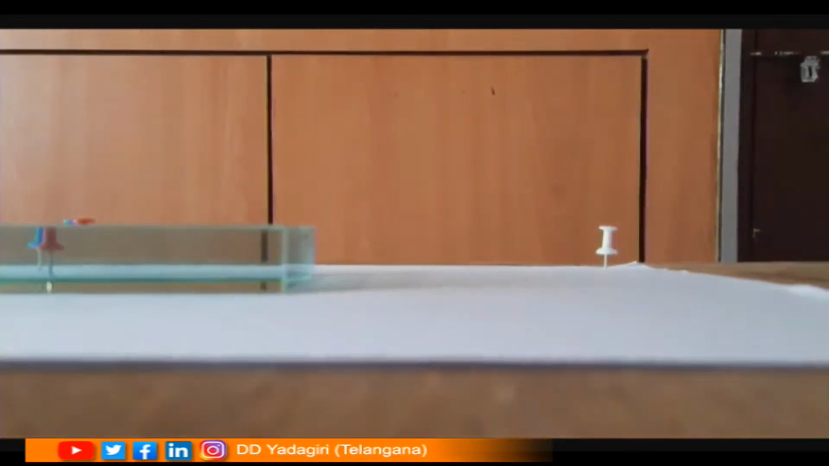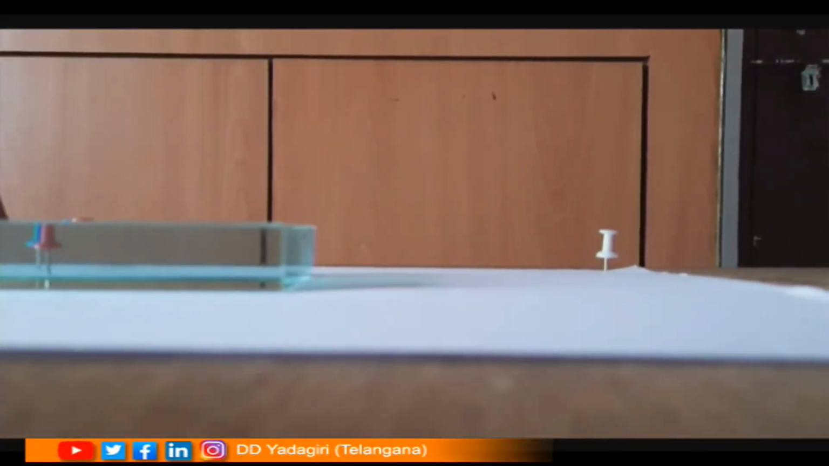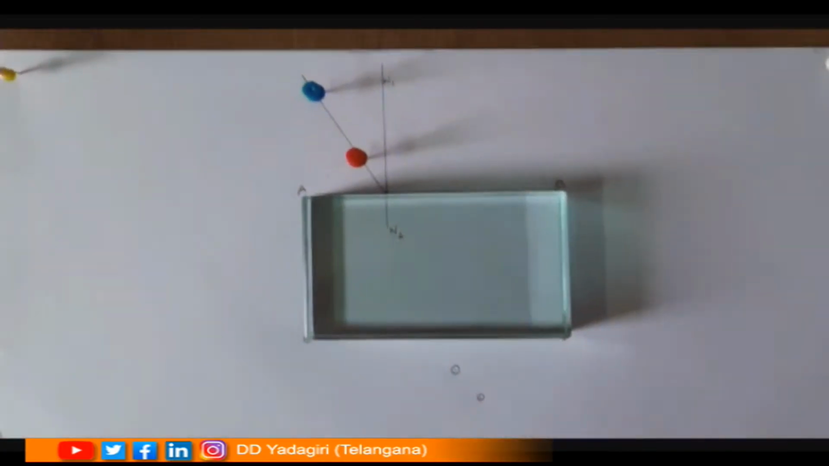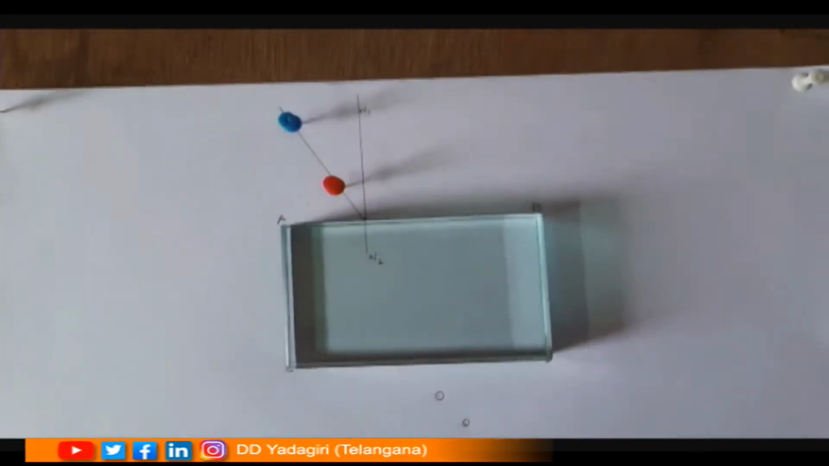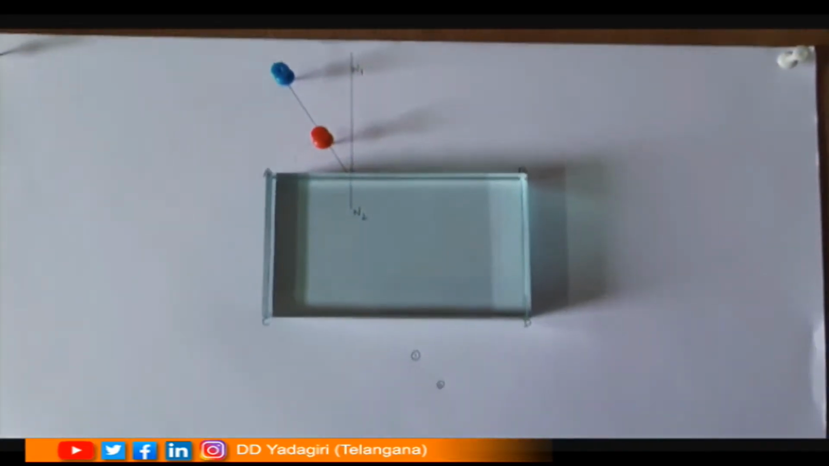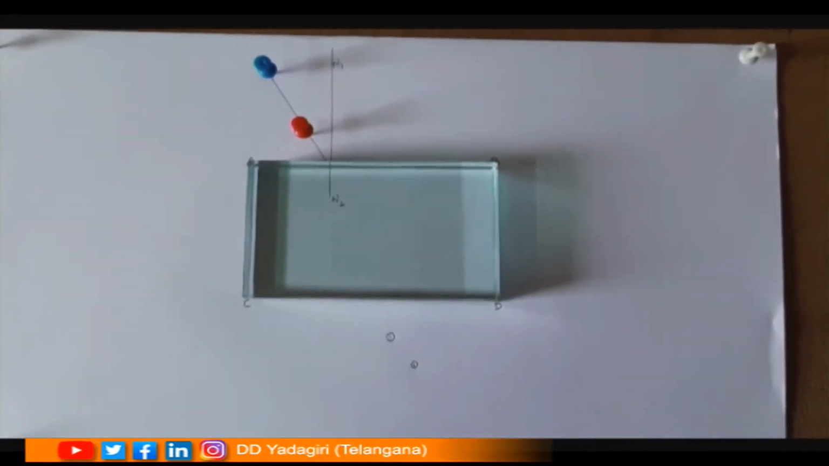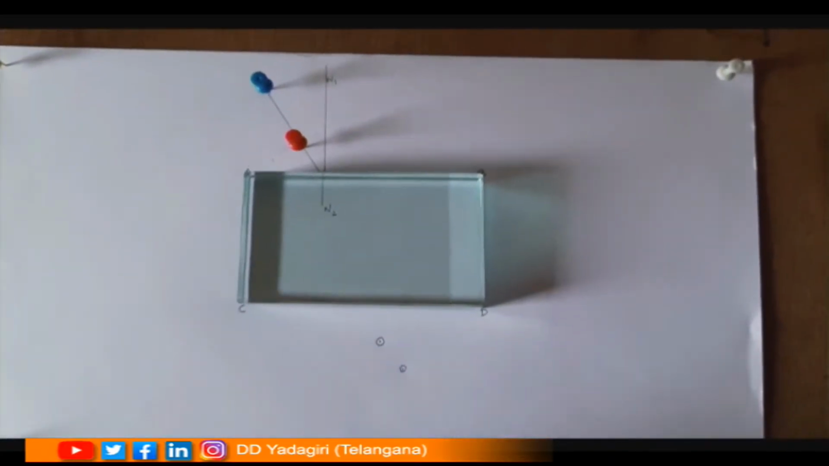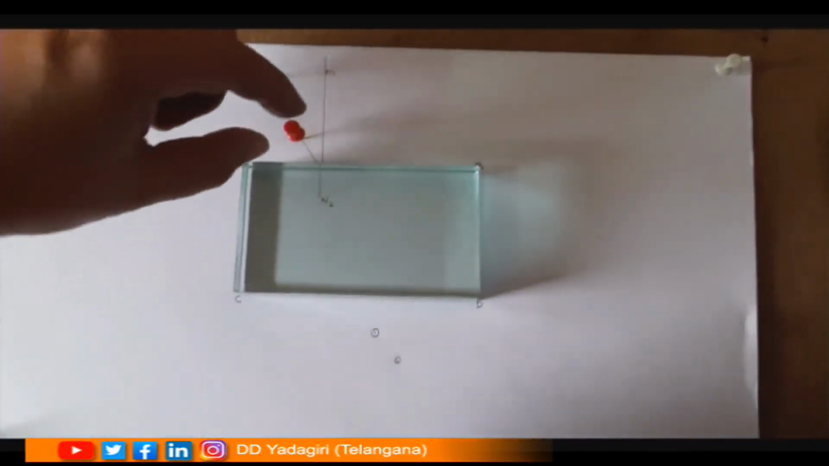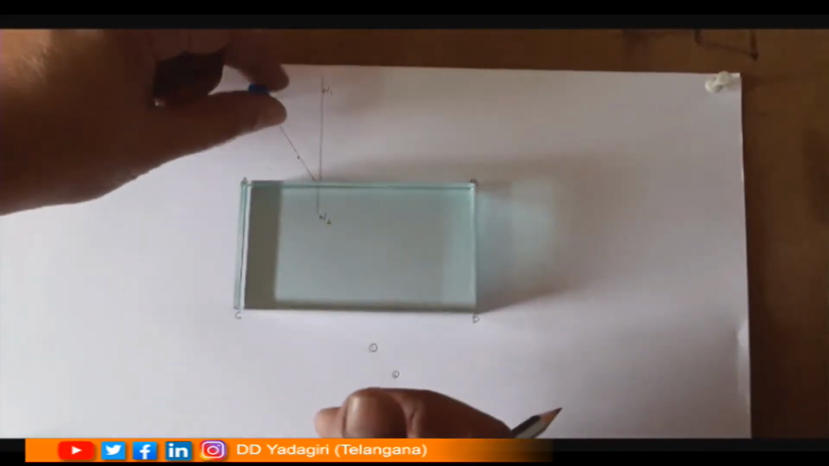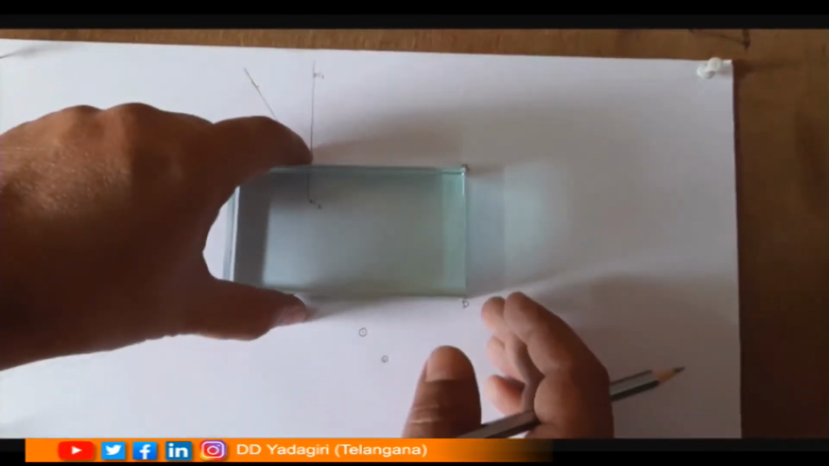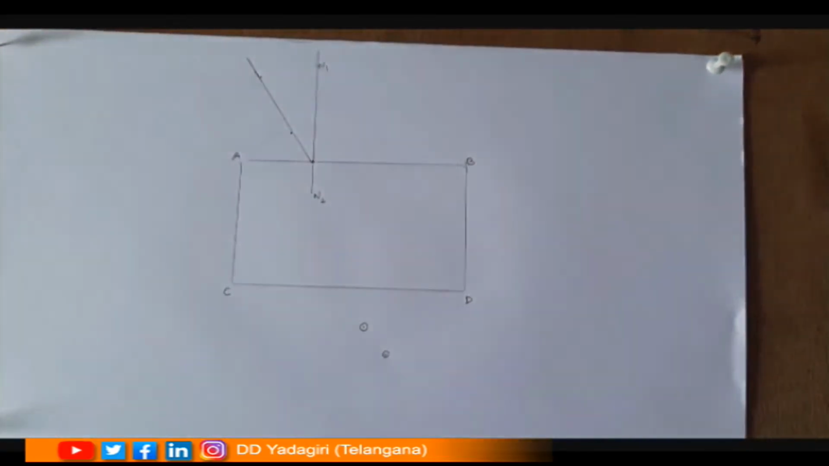We are removing the pins and put the dot circles over the impressions of the pins. We can see the impressions of the pins that we kept on the other side of the glass slab. Now, these impressions and the pins do not appear to be in the same line. When we see through the glass slab, they appear in the same direction, but they are not exactly in the same line when you see from the other side.